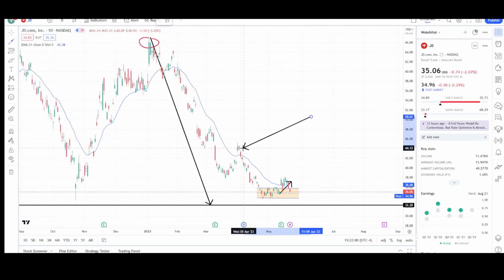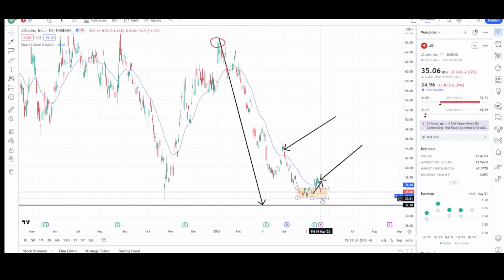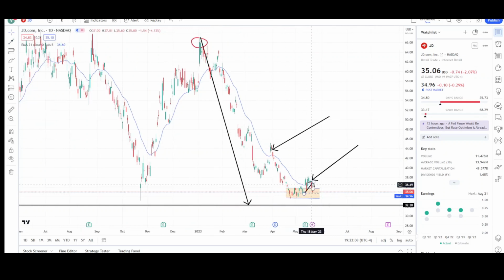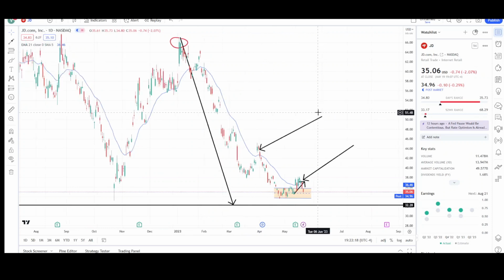Prices are still getting rejected by the EMA and falling below it. So it looks like we could see more downside based on the small measure moves, the range breakout that failed, and also this larger measure move target at the 32.28 level. So looking kind of weak for JD.